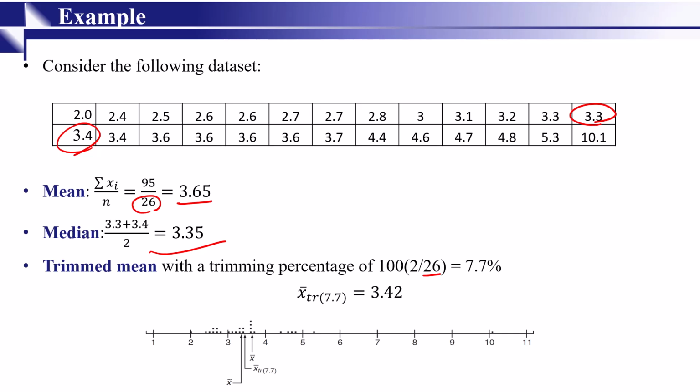Then the trimmed mean, with the trimming percentage that we calculate, is x bar tr 7.7. 7.7 comes from here. Then we say it's equal to 3.42. It means we have removed these 2 and also these 2. Then we calculated the mean. How do we decide that 2 should be removed? Because we want to get 10%, right? So these 2 will get out.